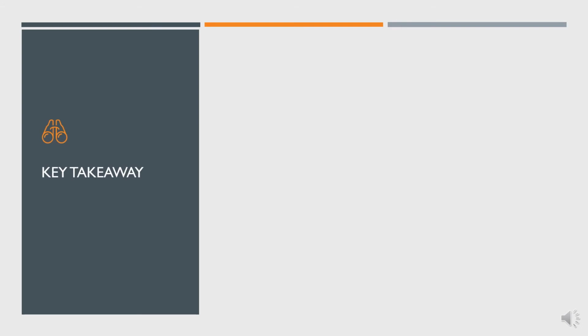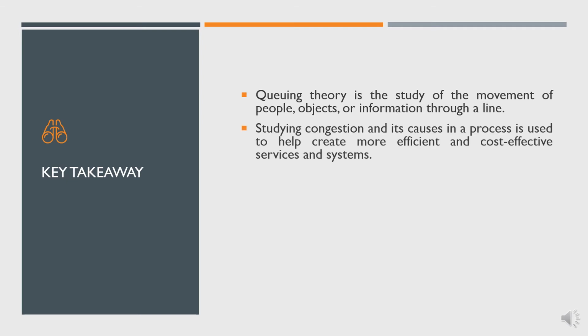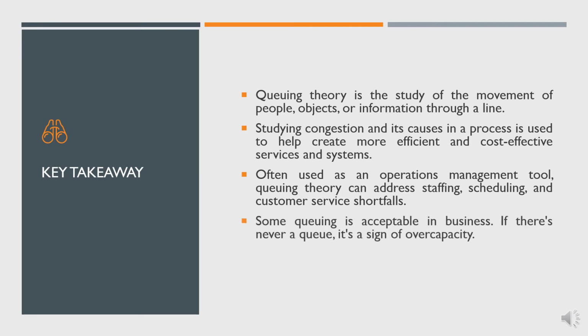As a summary, queuing theory is the study of movement of people, objects, or information through a line. By studying congestion and its causes in a process, it is used to help create more efficient and cost-effective services and systems. Queuing theory is often used as an operations management tool that can address staffing, scheduling, and customer service shortfalls.